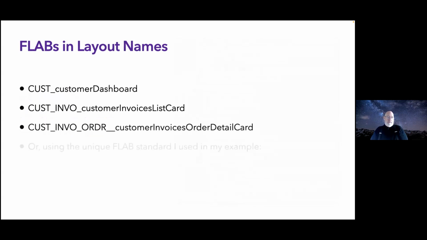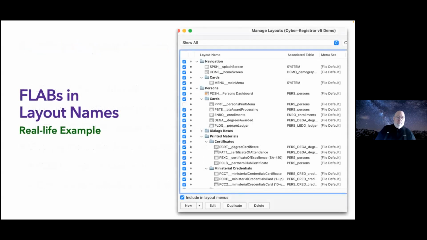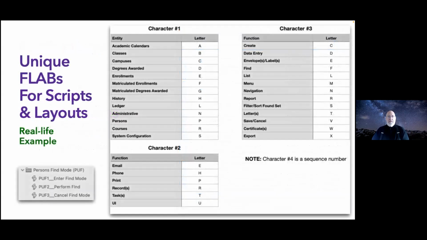Flabs and layout names, same concept. Or using the example we just talked about, doing the same thing with layouts that I did in scripts. So here is a list of layouts using a unique flab for each layout. And there's a method to that madness. And this is the table that I used to use. And we have a subset down here of PUF 1, 2, and 3. So PUF 1, 2, and 3 have to do with what? A person on the first character, and it's a UI issue on the second character, and it's find related in the third character, and then the number uniquely identifies its class.